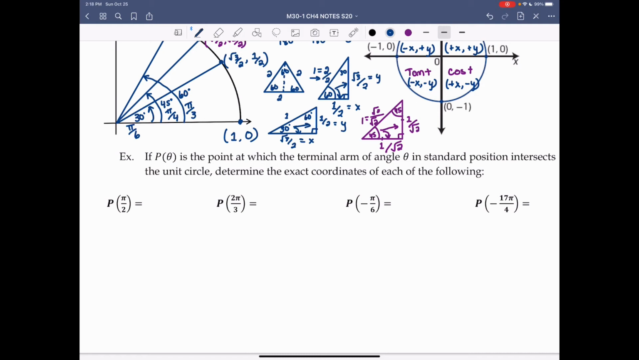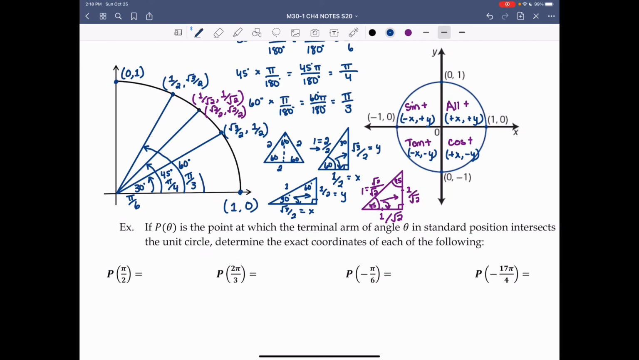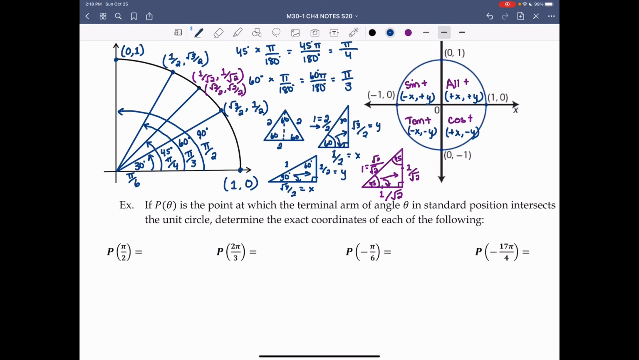Pi over 2 is a quarter of the way around the unit circle, so that's 90 degrees. We can add that to our picture here. All the way to our positive y-axis is 90 degrees, which is pi over 2 radians. And when we have an angle of pi over 2, the point where the terminal arm intersects the unit circle is at x equals 0 and y equals 1. Let's draw a little diagram. P of pi over 2 would be right there.